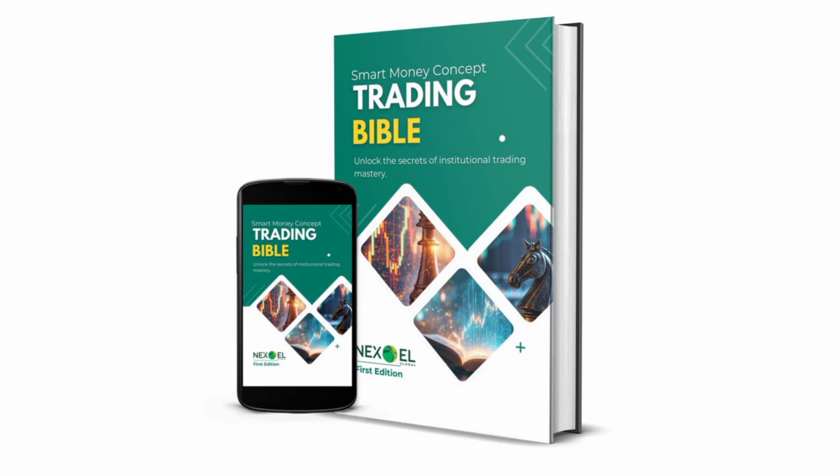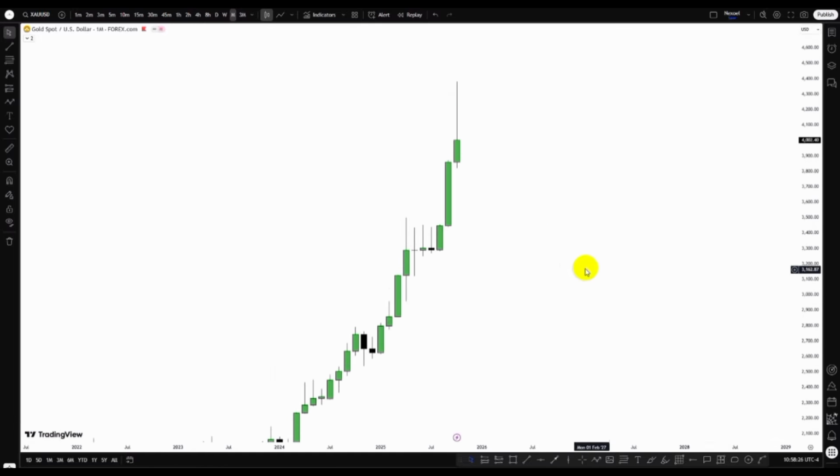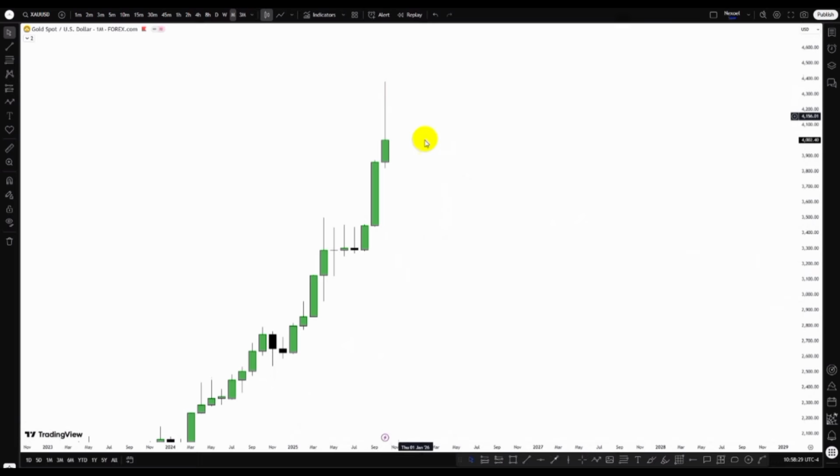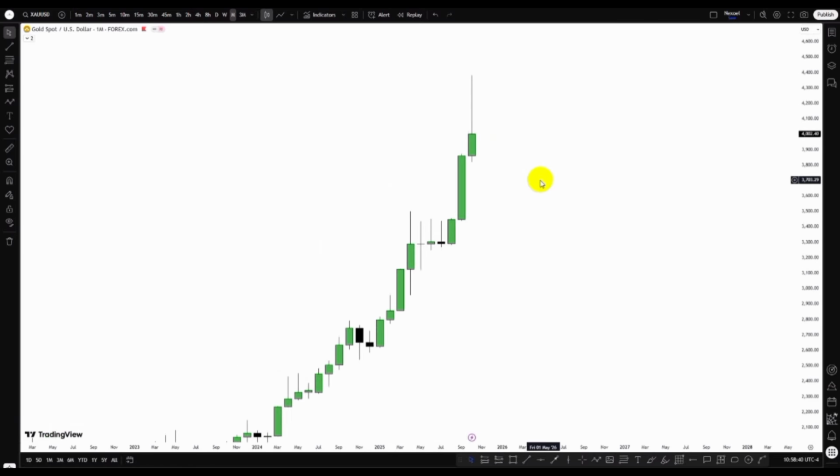So this is gold and this is the monthly time frame. So what we can see is that gold has been bullish. Gold created a new all-time high and now we can see this bearish rejection to the downside. So it means if this is going to be bearish, then we're looking forward to see gold trades into this bullish fair value gap here in the monthly time frame.